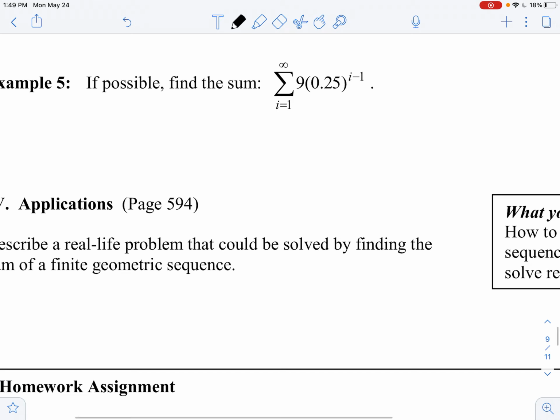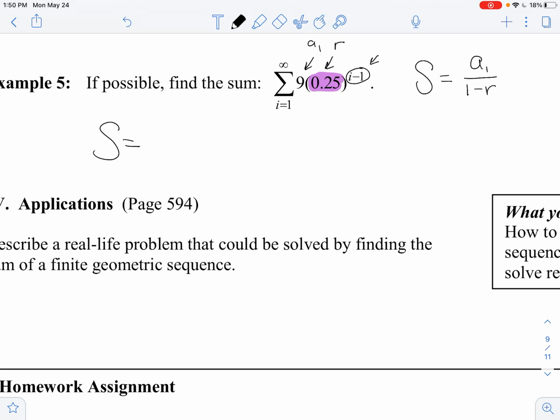So for example, if possible, let's find the sum. So remember, we just said if the common ratio is less than 1, then it's the first term over 1 minus the common ratio. But do you see how this is the common ratio in here? So we say this is the common ratio, this is the first term, and that's our adjusted n minus 1 term. So we say S equals the first term, 9, all over 1 minus r, which is 0.25. So 9 over 0.75, because we know 1 minus 0.25 is 0.75. Plug that into the calculator, and we get 12.